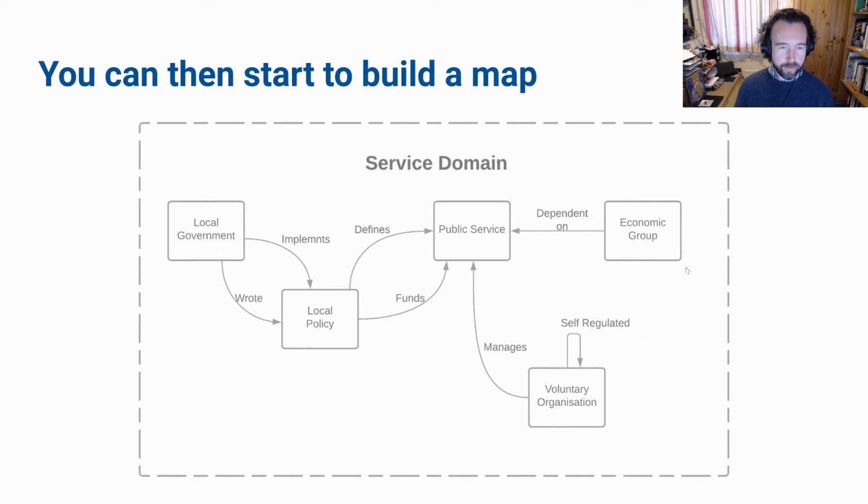But this local service, there's a certain group of people that are dependent on it, but it's actually managed by a voluntary organisation, and that organisation regulates itself. So you can see just with a few lines and a couple of blobs, I've actually captured quite a complex system here, and you could potentially then look at either how it ought to be changed, or even if indeed this is how it actually works.